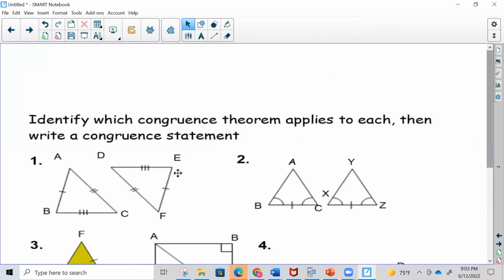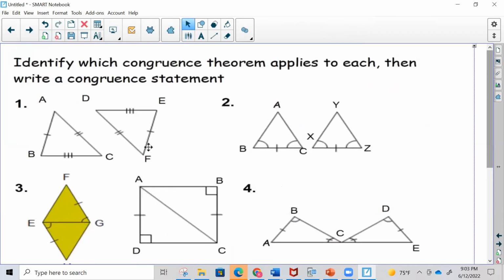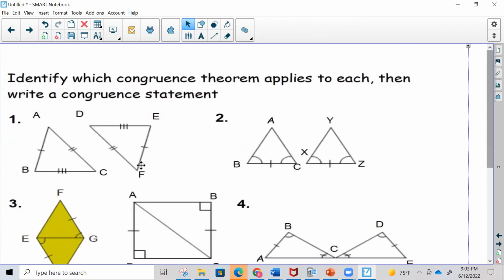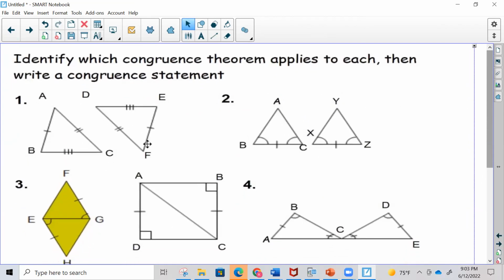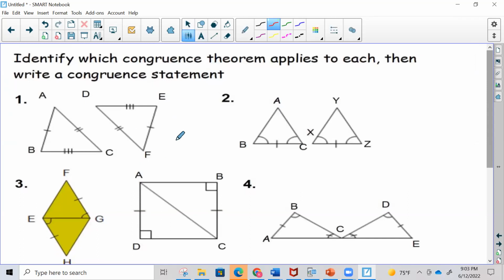Okay, so what we're gonna do is a few examples. We're gonna identify which congruent theorem applies to each and then write the congruent statement. So we're gonna figure out, are they similar? So this one has tick marks, which means sides.